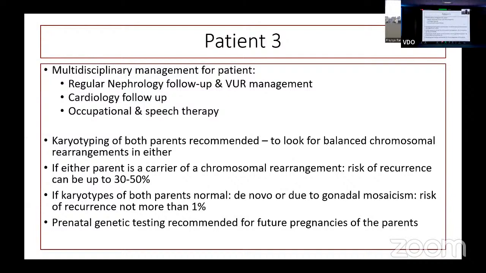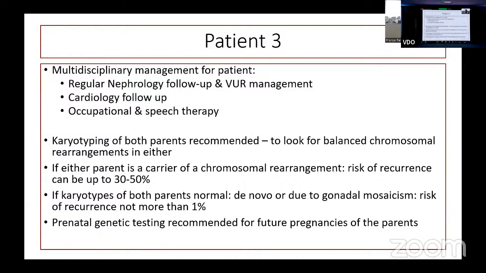Karyotyping of both the parents would be recommended here to look for balanced chromosomal rearrangements, because sometimes if one of the parents is a carrier of a rearrangement, he or she per se would be normal, but there would be a risk of recurrence of up to 30 to 50% of chromosomal anomaly in each subsequent pregnancy.